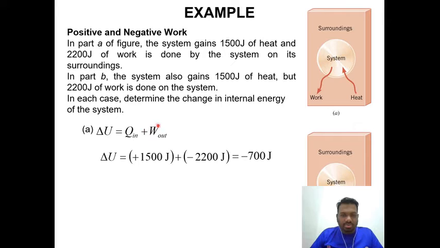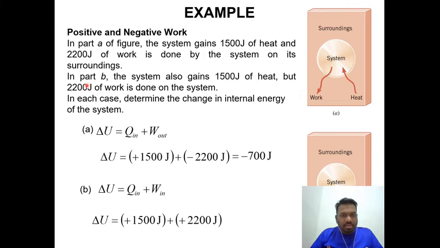You only have two components, Q in, so E entering, and W out, work is done. So you just replace: if it's entering, you put plus, and if out, you put minus. So based on this, finally, the change in the internal energy for the first system is negative 700 joule, meaning the system is losing energy. Okay, then we move to the second part.